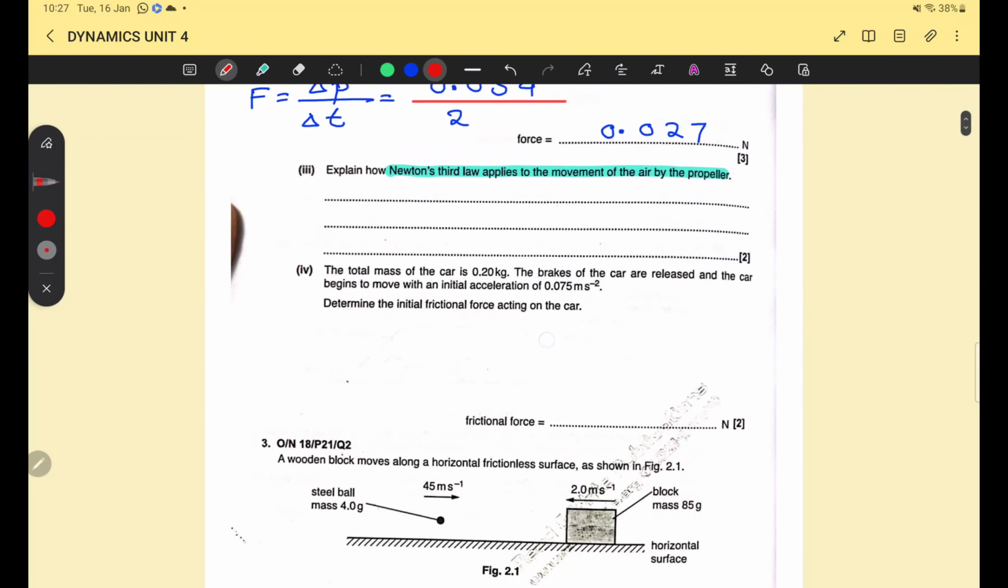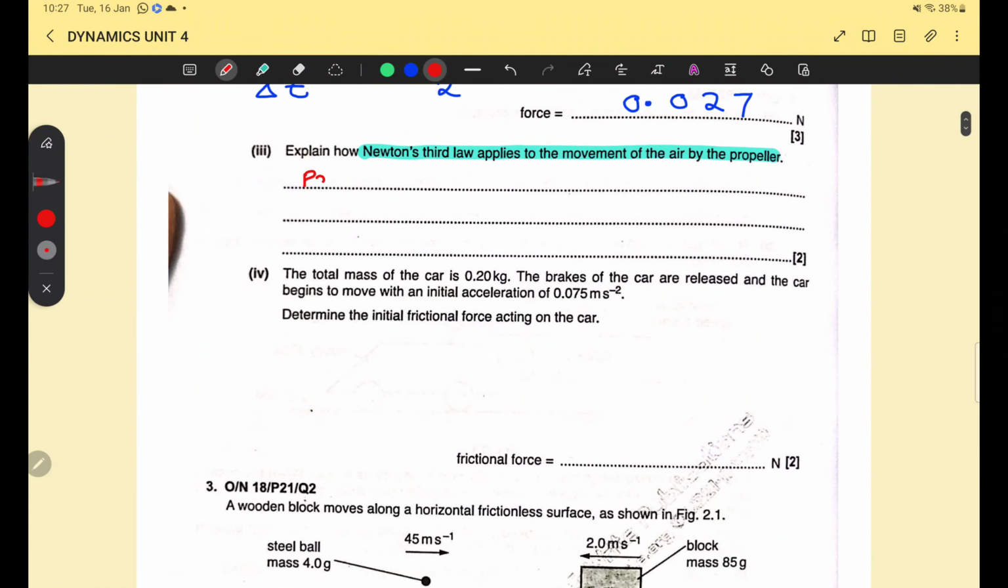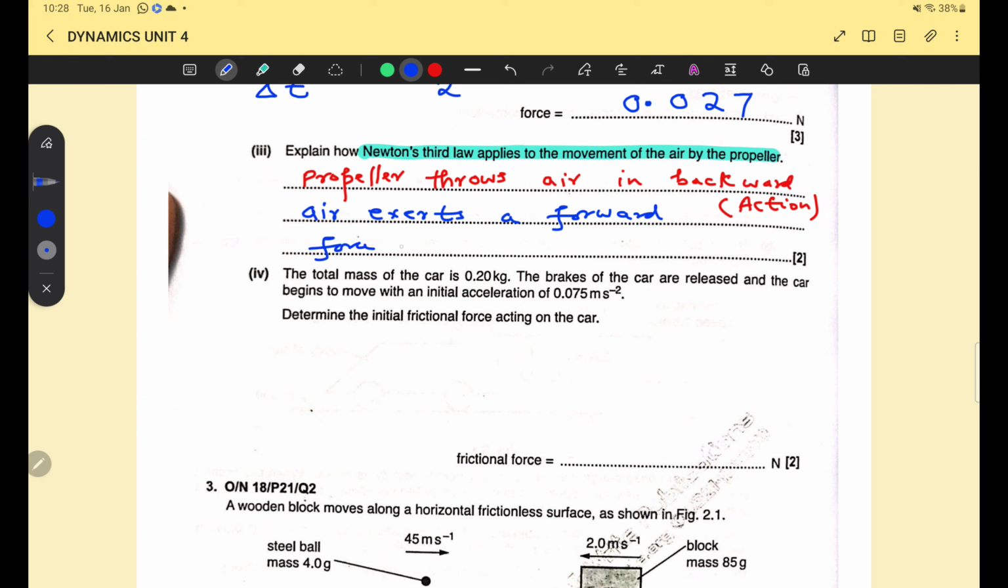So I'm writing: propeller throws air in backward, it is action. Air exerts a forward force on toy car, that is reaction.